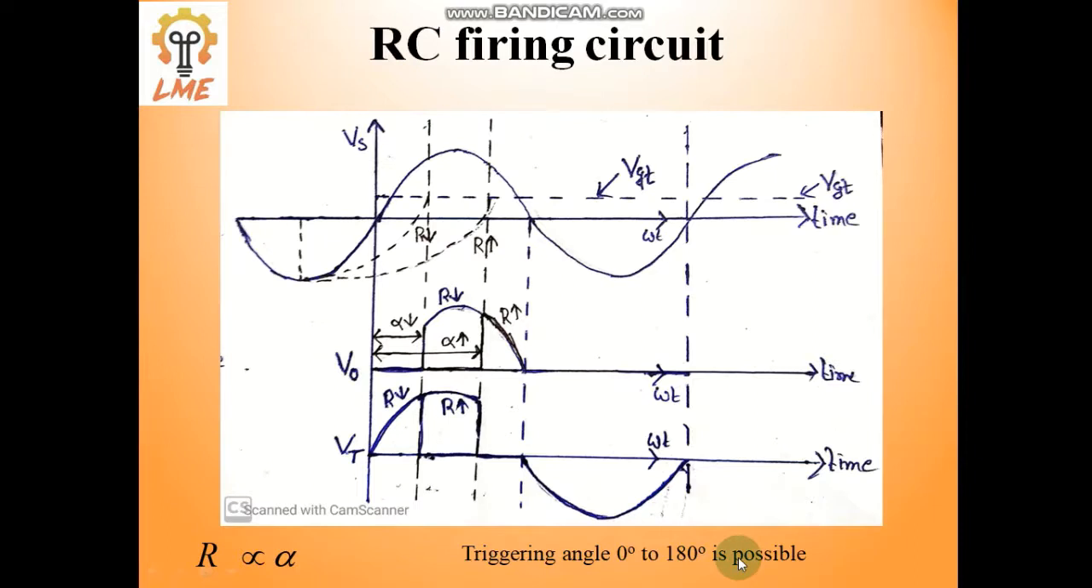Here, this is the supply voltage and we started from the negative half for easy understanding. This much voltage, this magnitude, is known as VGT. If this much voltage is applied, the thyristor will be on, meaning the gate will be triggered; this is the firing condition. When the capacitor voltage touches this, meaning VC equals VGT, then the SCR will be triggered.